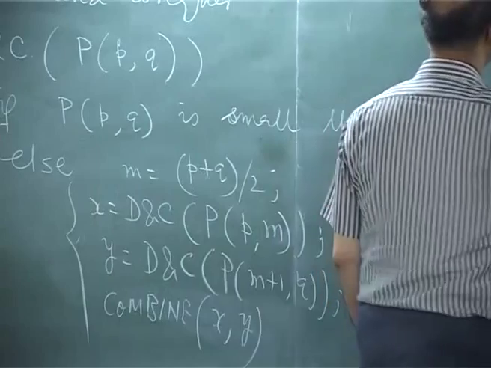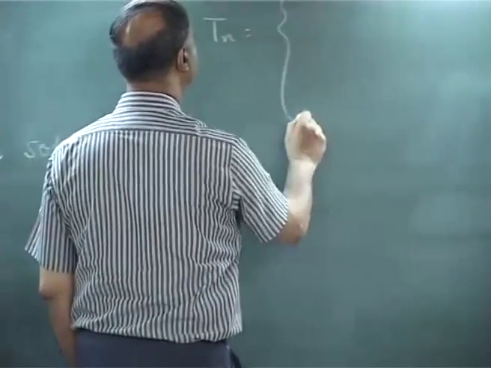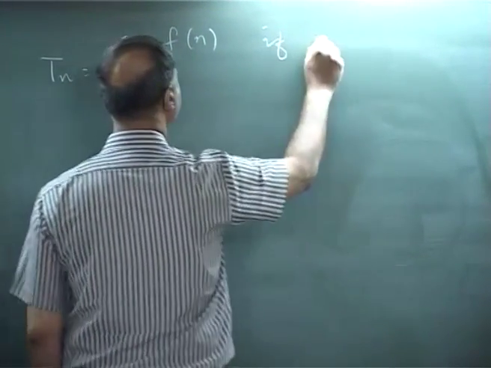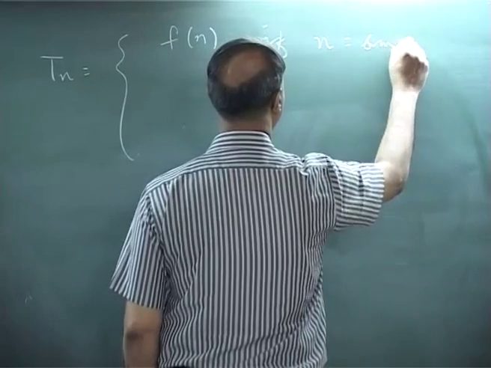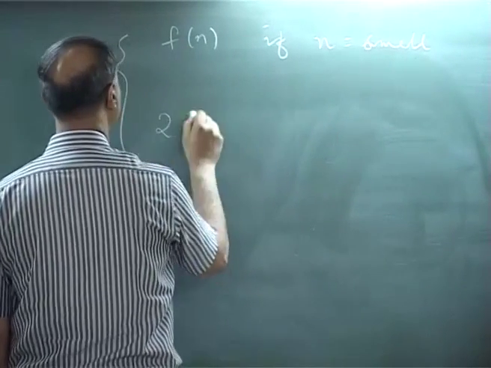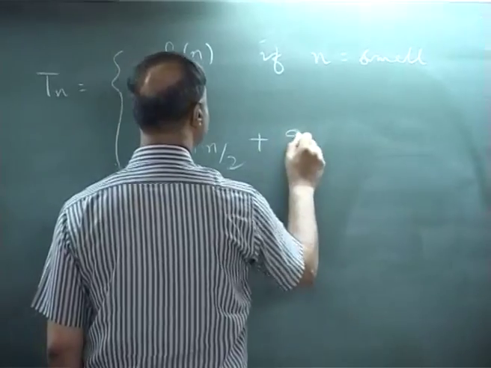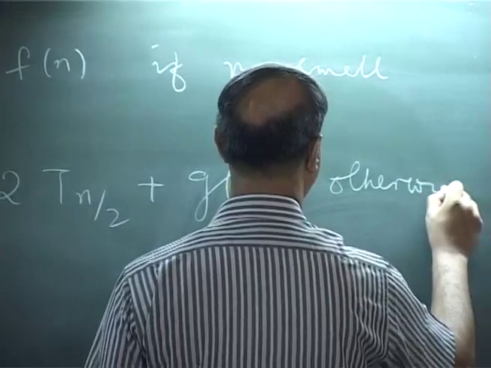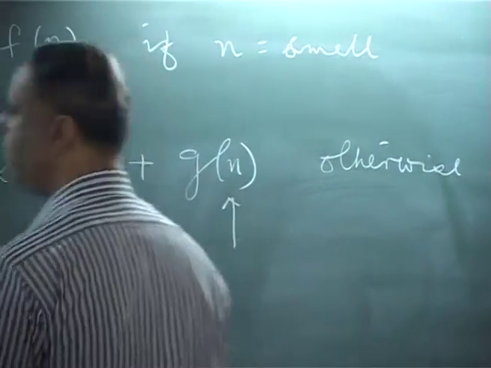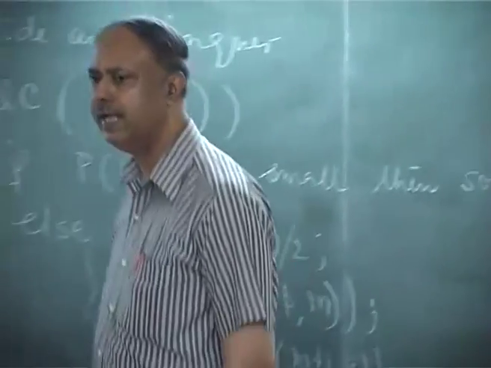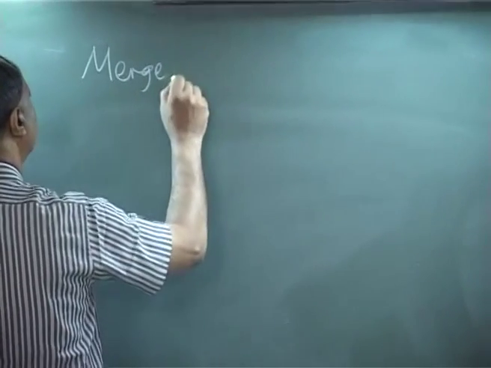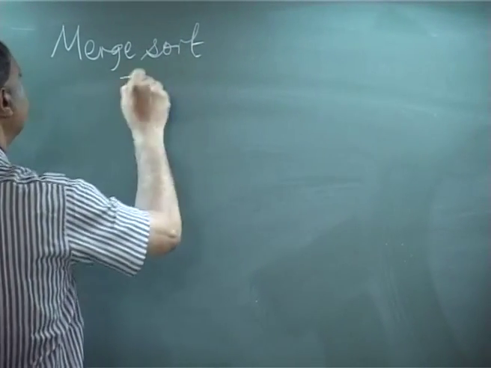If I have to see the time complexity, Tn is equal to say fn if n is small, else 2 T of n by 2 plus some other function gn otherwise. Right? So this gn is for the time you need to combine these two results. This is an example of divide and conquer paradigms.